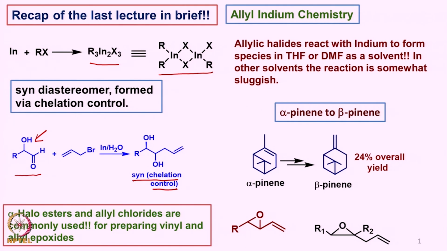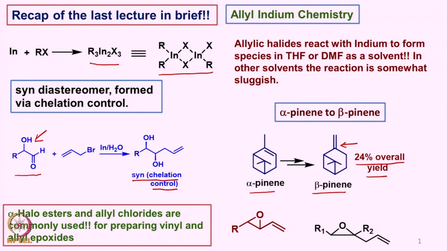Then we also looked at how alpha pinene can be converted to beta pinene, although the yield is only 24% overall. But still it is a very important reaction, since alpha pinene, which is a thermodynamically more stable olefin, a tri-substituted olefin, gets converted to beta pinene, which has an exomethylene group here, which is thermodynamically less stable. So therefore it is a very good application of the indium based isomerization.